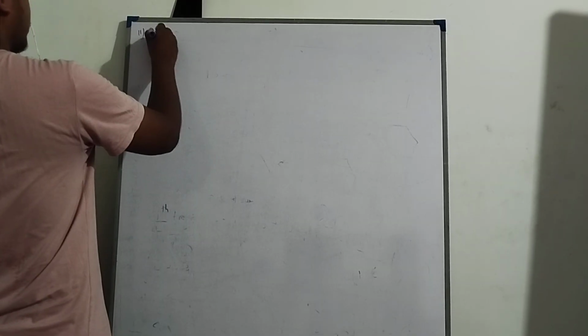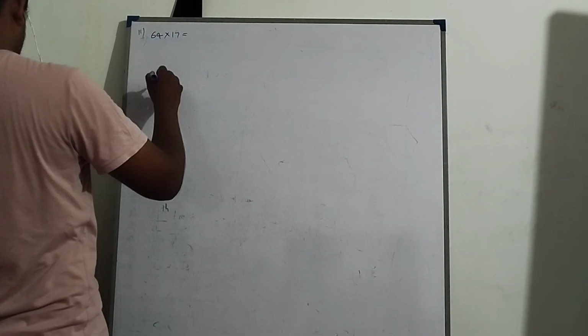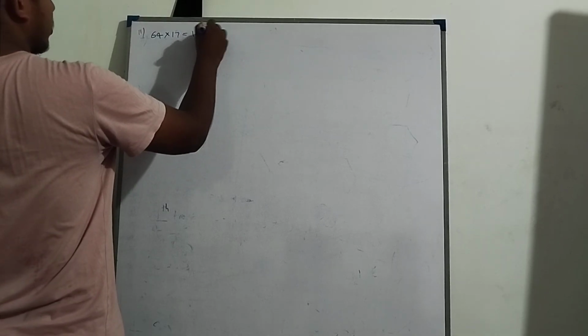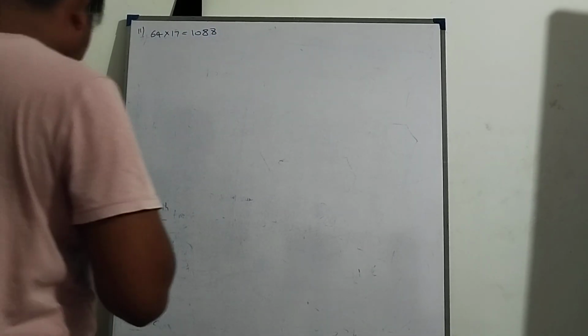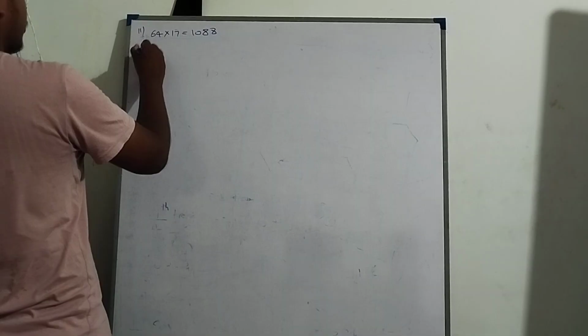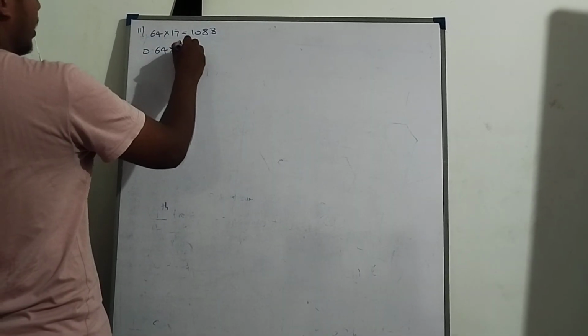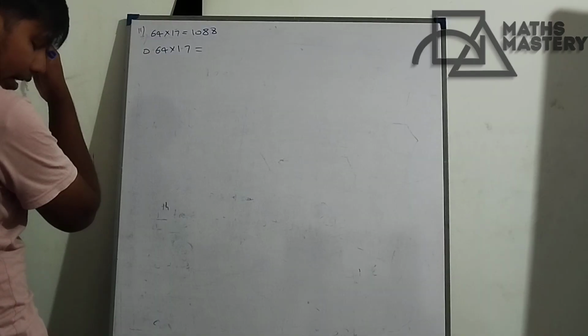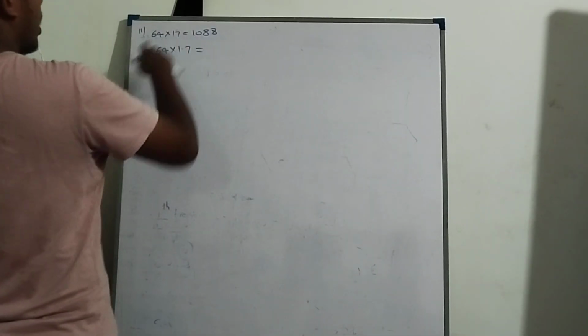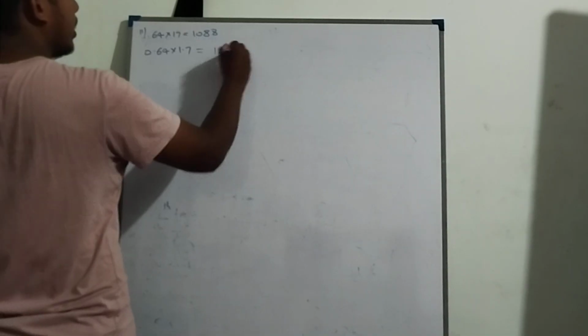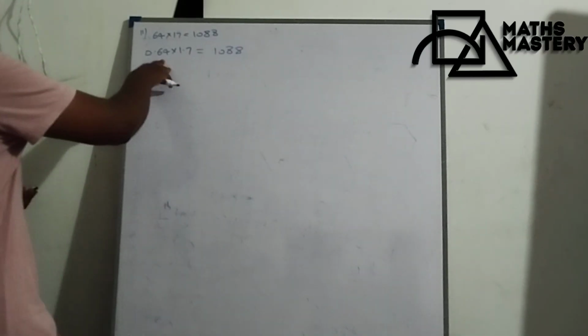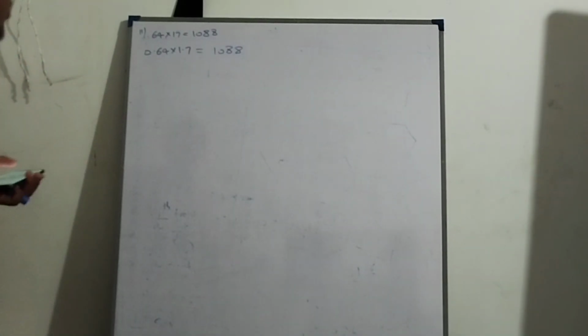64 multiplied by 17 is equal to 1088. Then find the value of 0.64 multiplied by 1.7. This is a very easy question if you can think properly. So 64 multiplied by 17, they have clearly given the answer of that, 1088. But they are asking the answer of 0.64 multiplied by 1.7.